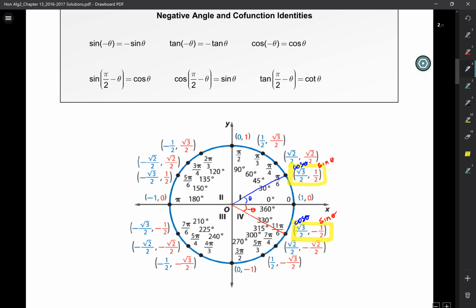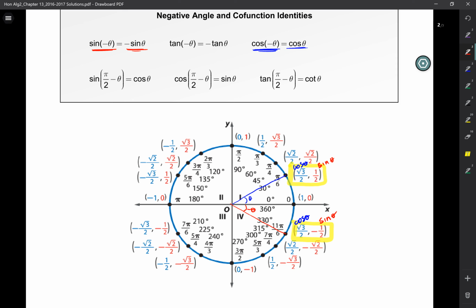then look, I can say that cosine of the negative angle is the same as cosine of the positive angle, right? So if you have theta and negative theta, the cosine will be the same. What about the sine? Will they be the same? They will be the negative of each other, right? So sine of negative theta is the negative sine of positive theta. Okay? And that leaves tangent.